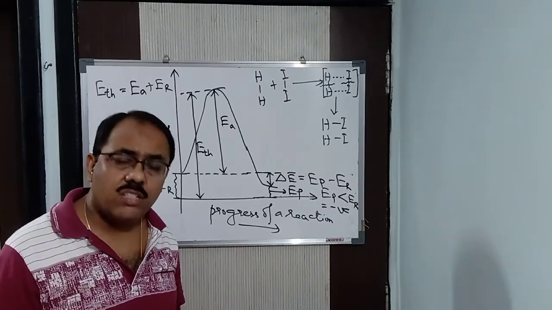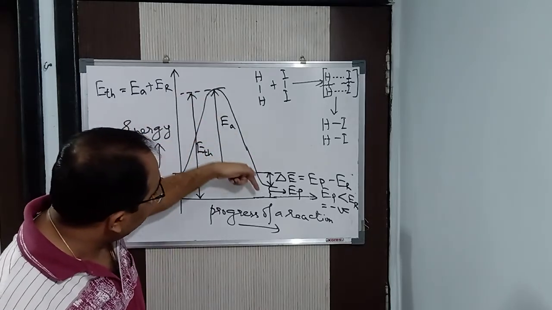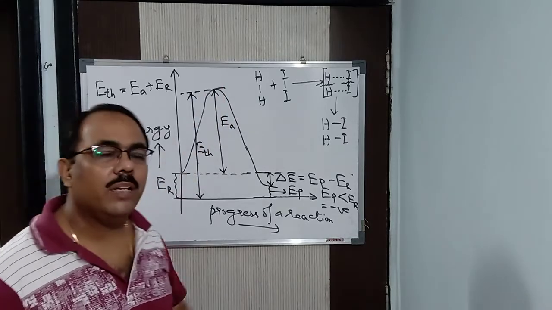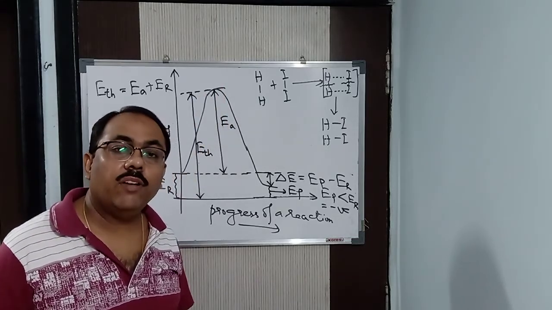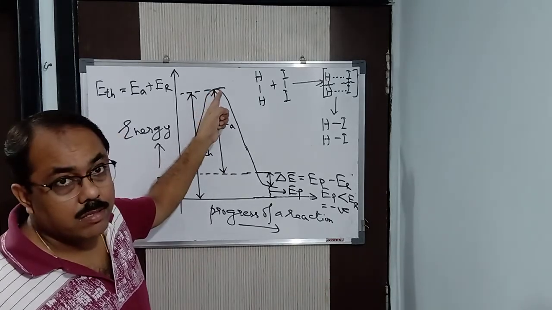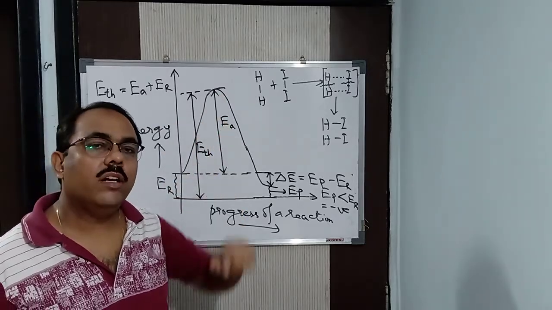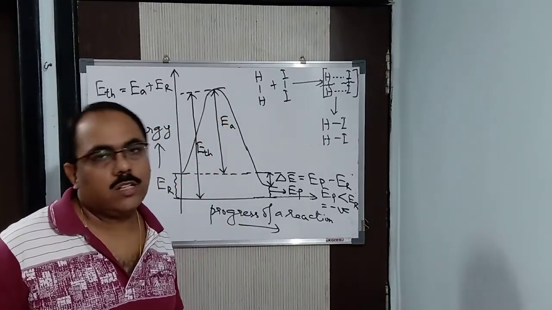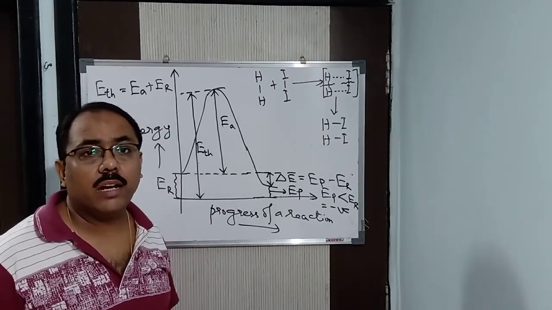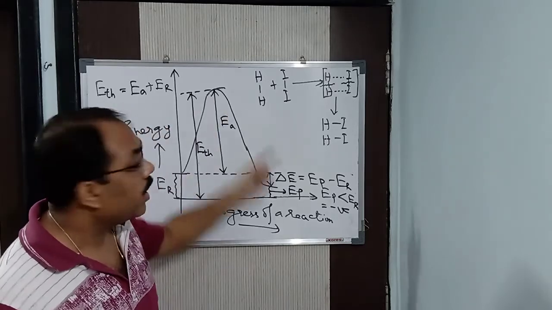Why? Because why is a reaction taking place? To attain stability. So if by going in the forward direction it is attaining stability, then the reaction will go in the forward direction. If by going in the backward direction it will attain stability, then it will go in the backward direction. So the activated complex or the transition state decides whether the reaction should go in the forward or in the backward direction. Hence the reversibility of the reaction, whether the reaction is reversible or irreversible, is also decided by the activated complex.